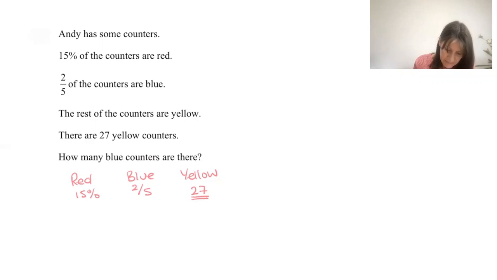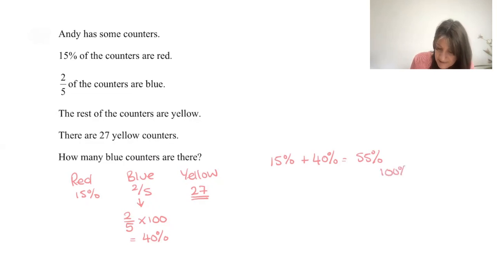So I know that 15% are red. I need to know what 2/5 is as a percentage. So a percentage will always start life as a fraction, and then it gets multiplied through by 100, and you end up with your percentage, which in this case is 40%. So what are the yellows as a percentage? Well, if the red is 15% and the blue is 40%, that gives me a total of 55%. So the yellows are going to be 100% minus that 55, which is 45%.